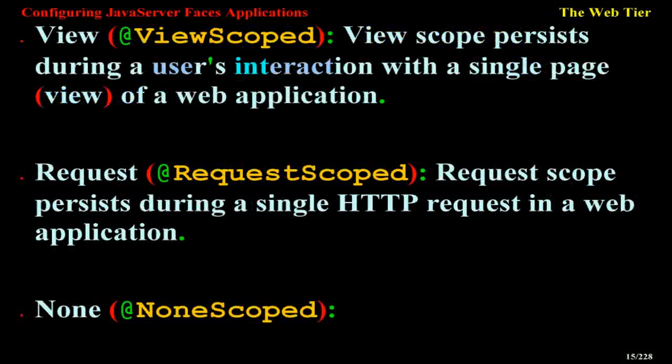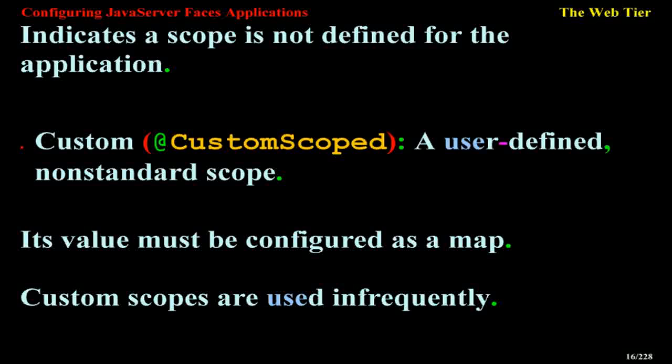None: @NoneScoped. Indicates a scope is not defined for the application. Custom: @CustomScoped. A user-defined, non-standard scope. Its value must be configured as a map. Custom scopes are used infrequently.